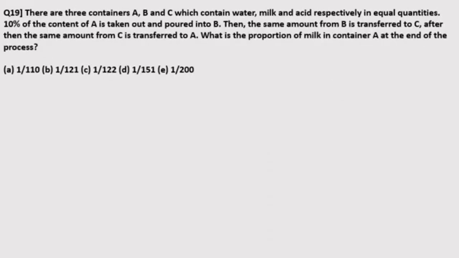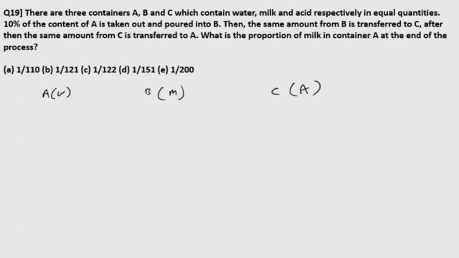That says there are three containers A, B and C which contain water, milk and acid respectively in equal quantities. 10% of content A is taken out and poured into B. Okay, 10% means, let me assume this is A, this is B and this is C. A contains water, let me write it W. Now B contains milk. C contains acid.